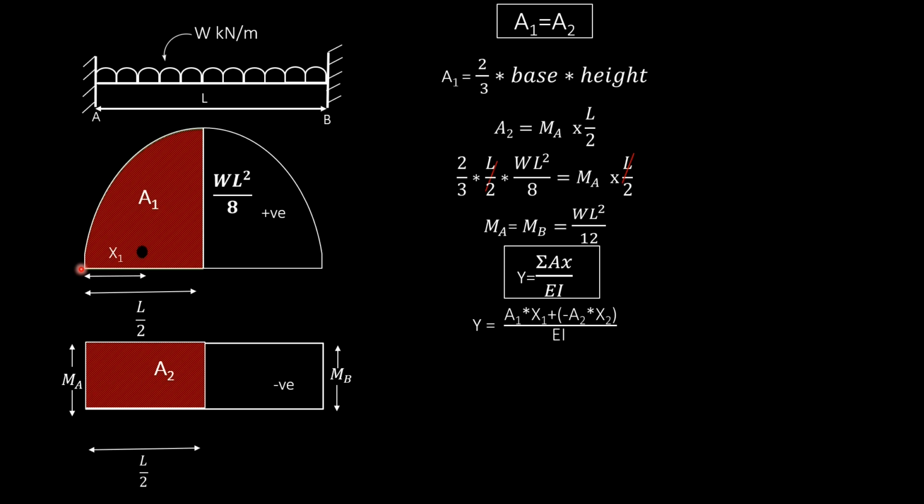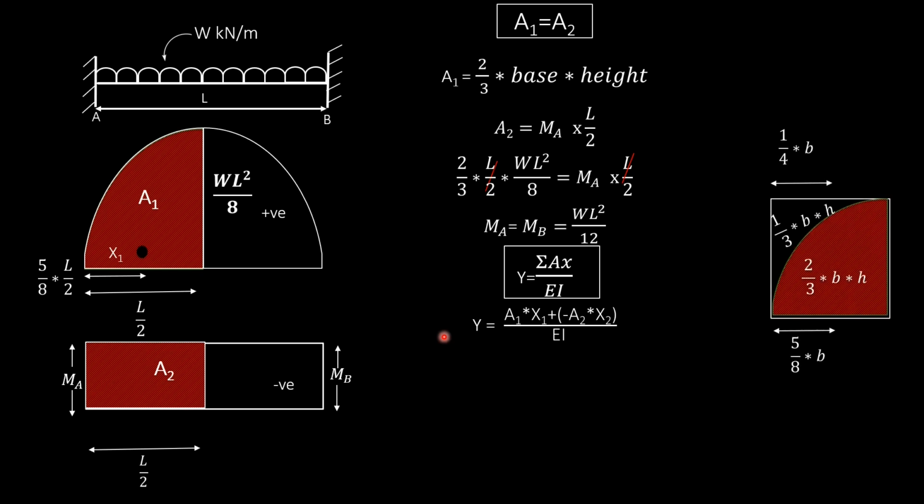So what is the centroidal distance from the support? What is x1? X1 is 5 by 8 times L by 2. It is very important to remember these formulas, the areas of parabola and the centroidal distances from both the ends. So you can simply remember by this diagram. You carefully observe this diagram.